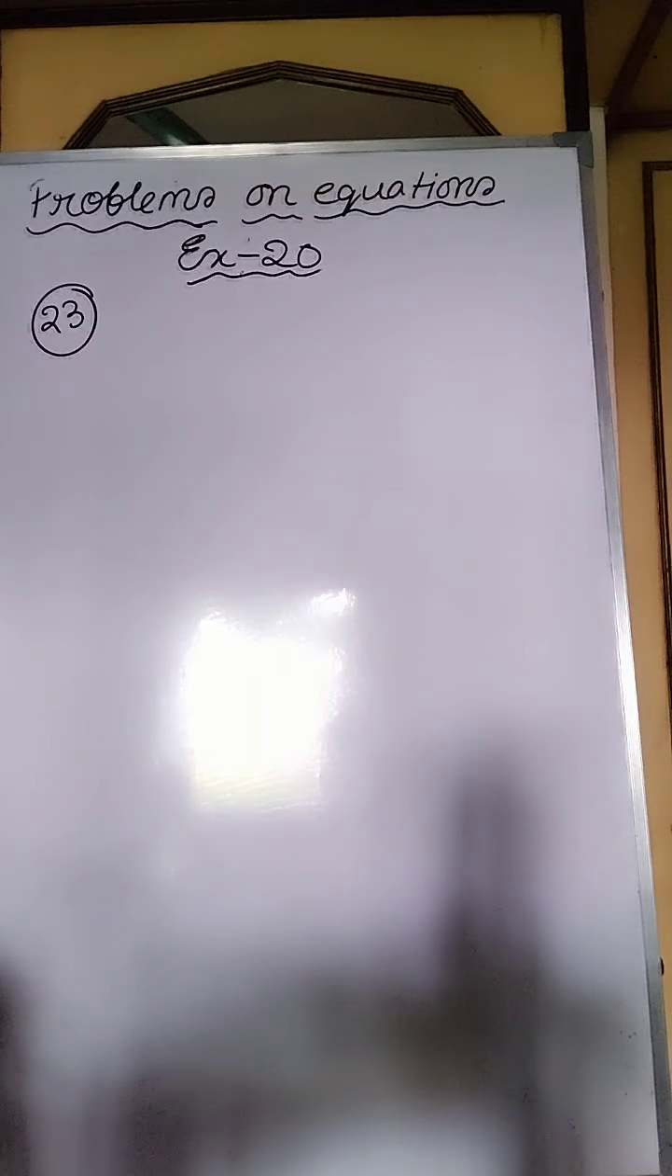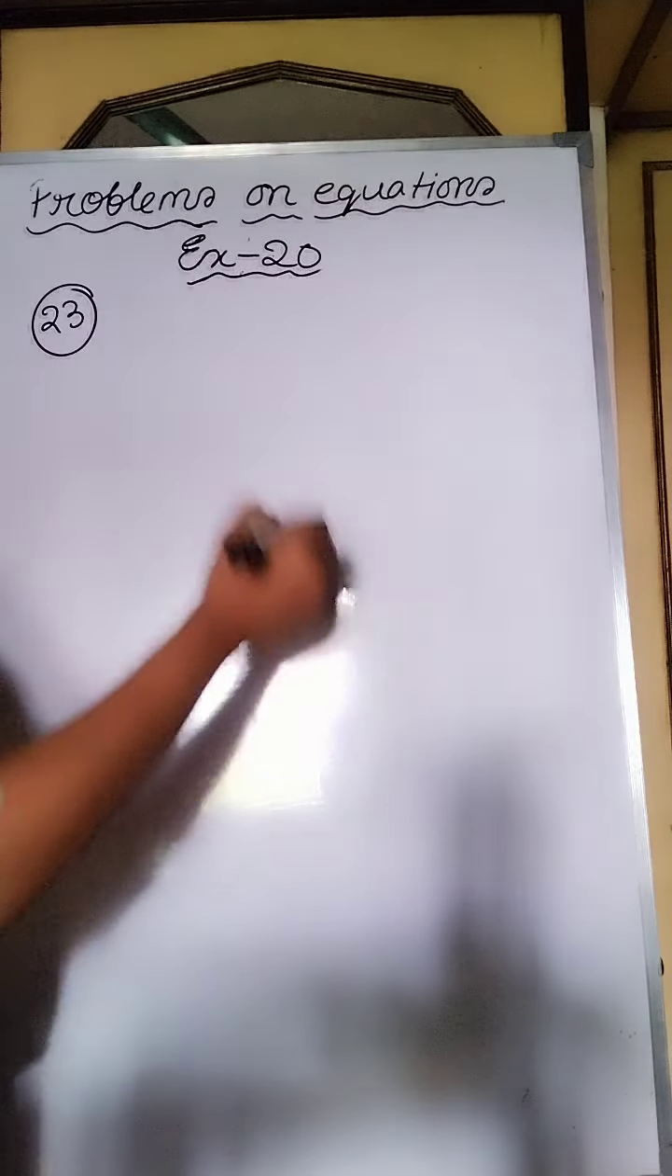So in sum number 23 what we have is: A and B together have rupees 900. A has rupees 150 more than B. How much does each of them have?